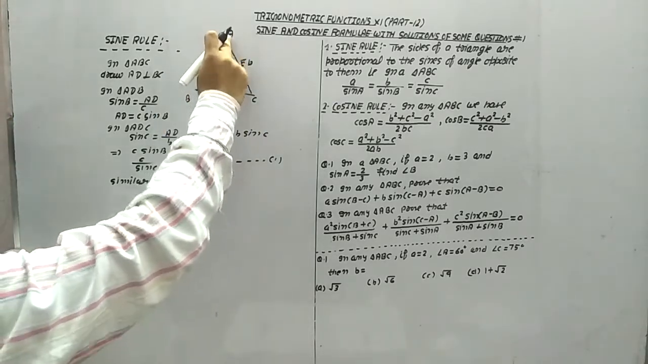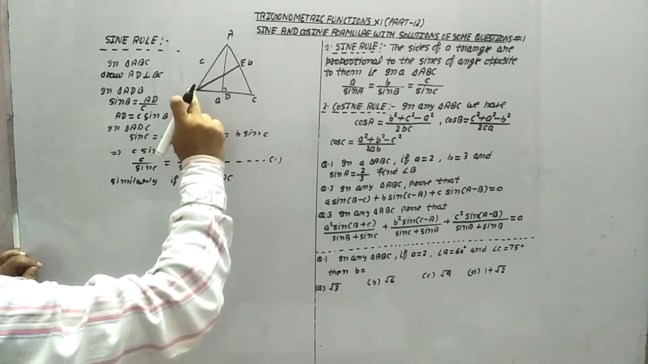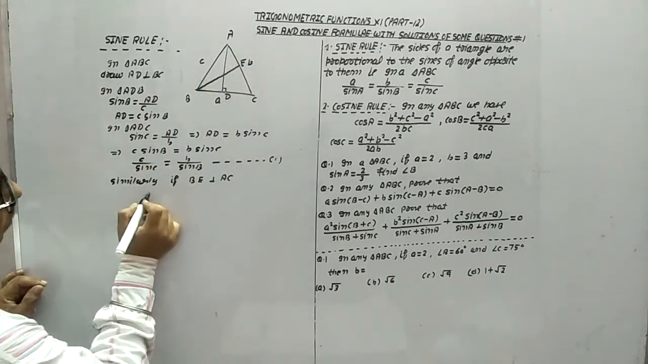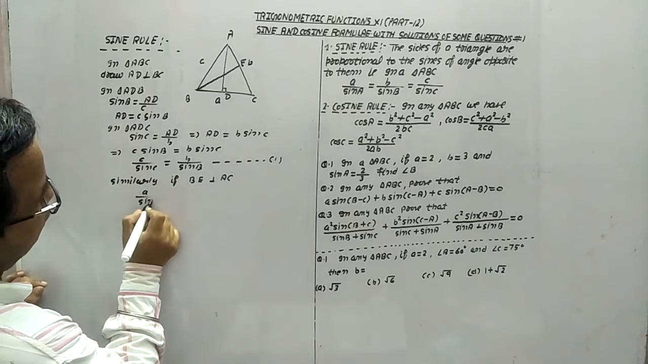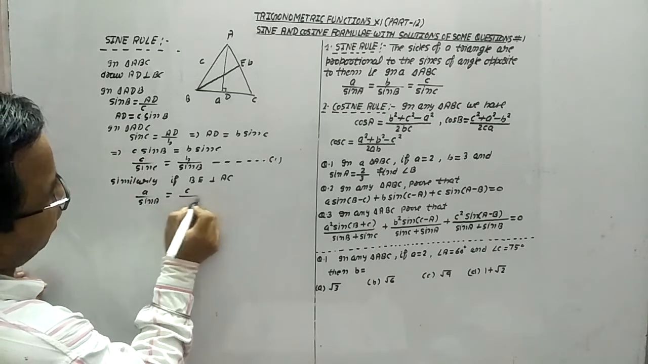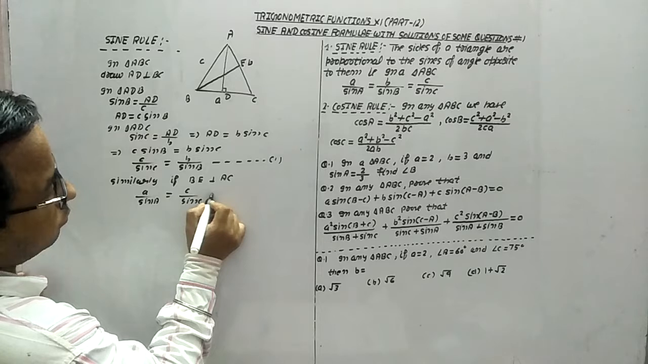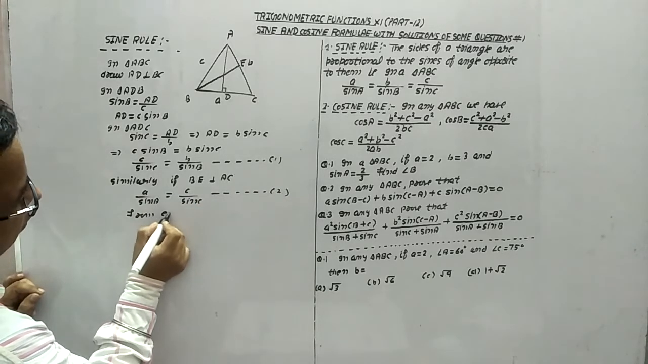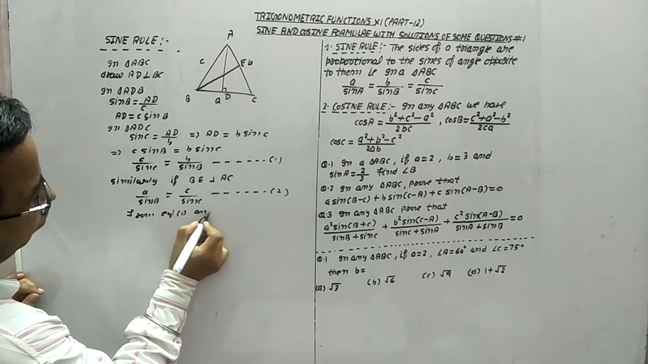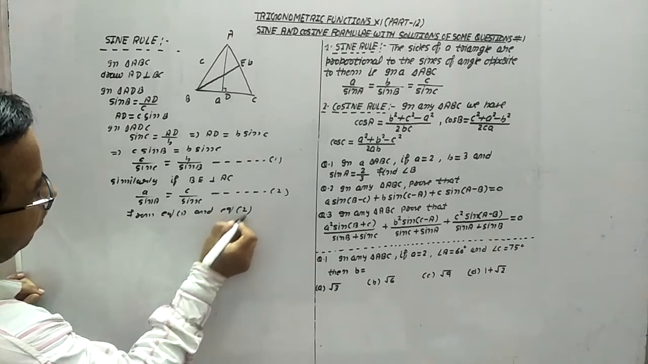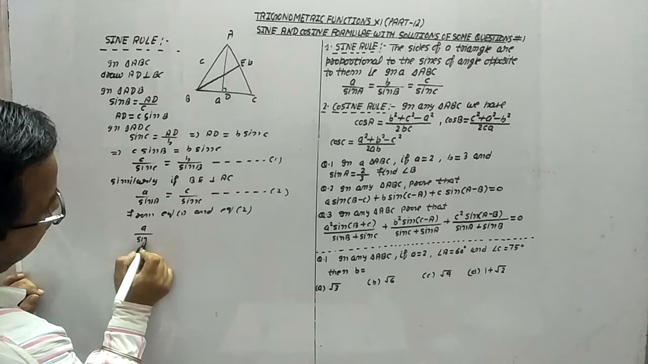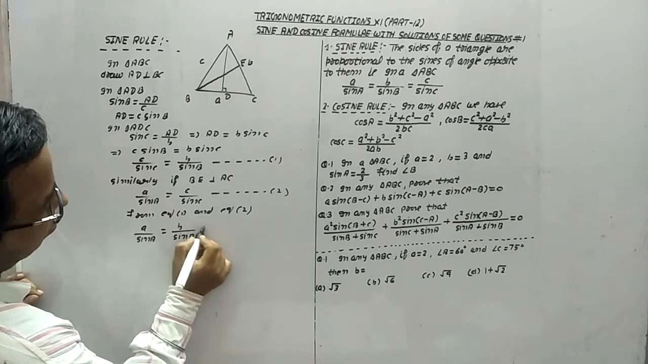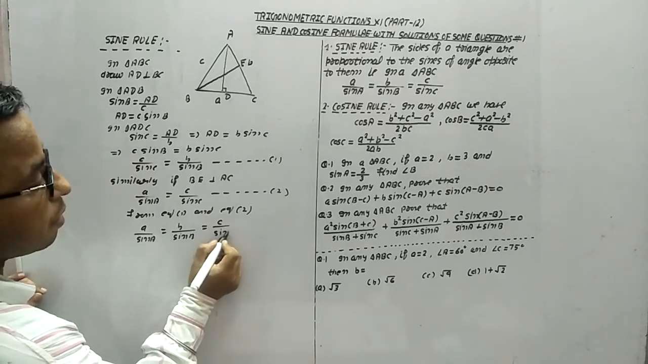Look at this thing. If this were AD, then a was not coming. Now, if this is BE, then b will not come. It means what will come? a upon sine A is equal to c upon sine C. This is equation number 2. Now from equation 1 and equation 2, what are we getting? a upon sine A is equal to b upon sine B is equal to c upon sine C.